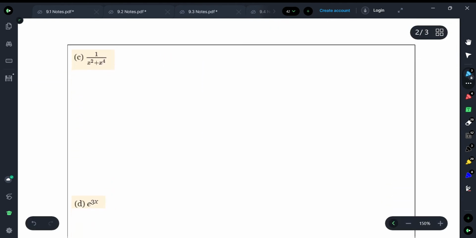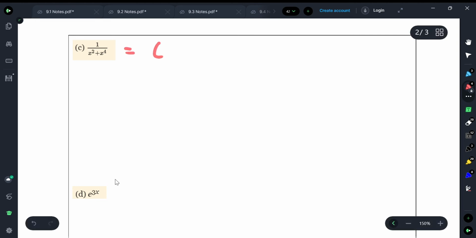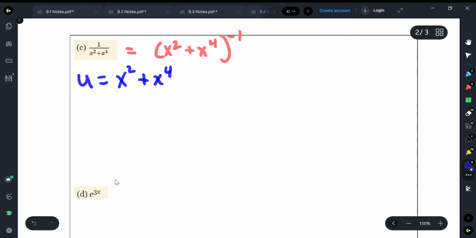All right, cool. So this looks a little bit harder, but it's pretty straightforward. So you can pause the video and see if you can figure that out. All right, I'm going to make my life easier and just rewrite it like this. Okay, cool. All right. So we're going to go with our u, which is going to be the inside function. Y is going to be the inside function to the -1 power.